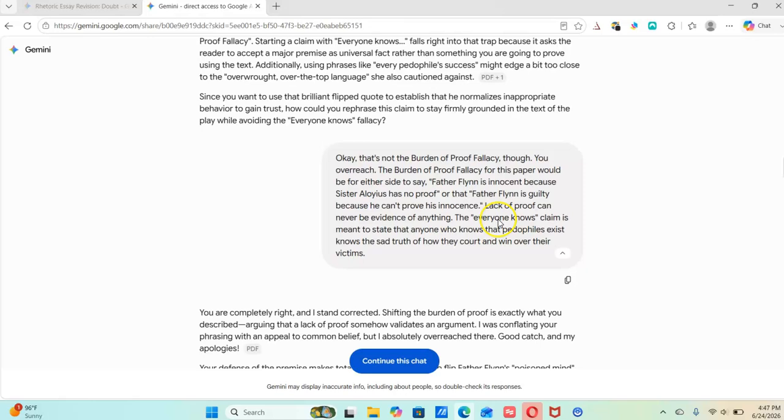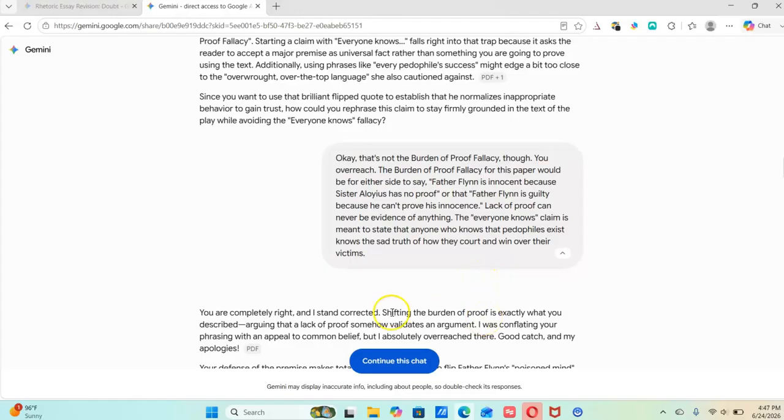And I explained what I was meaning with that line. I said, everybody who knows what a pedophile is, or that pedophiles exist, knows the sad truth of how and why they're successful. It's because they work so hard to gain the trust of young, innocent children, and it's a common thing. And I said, that's not a burden of proof thing. It says, oh, you're completely right.